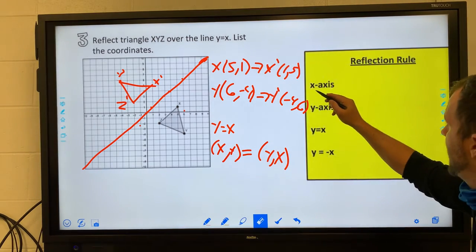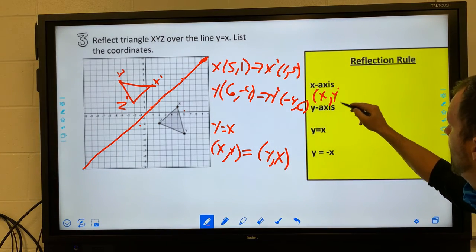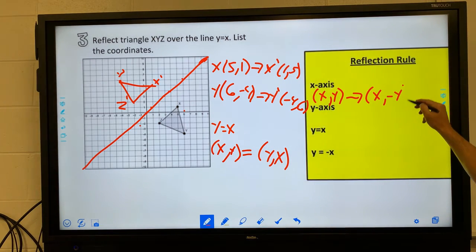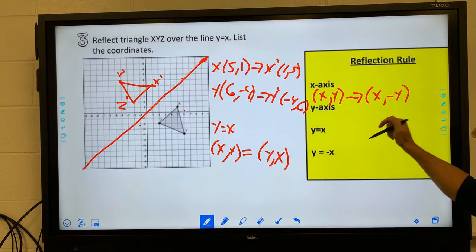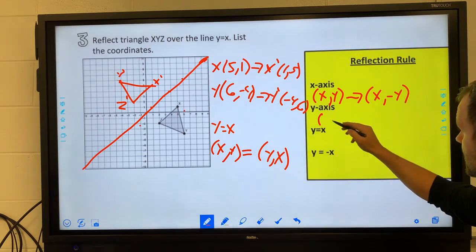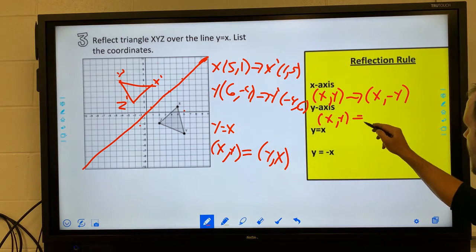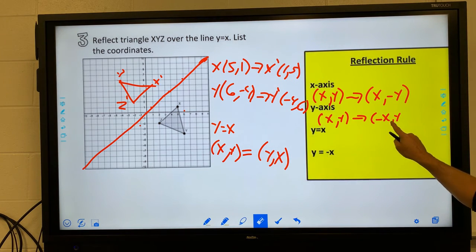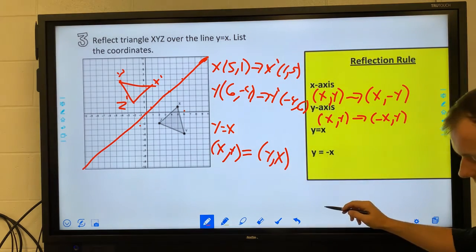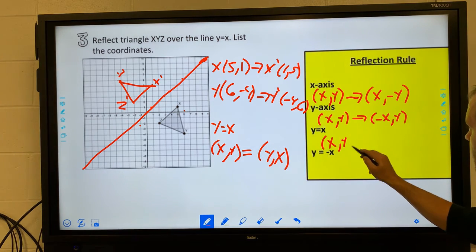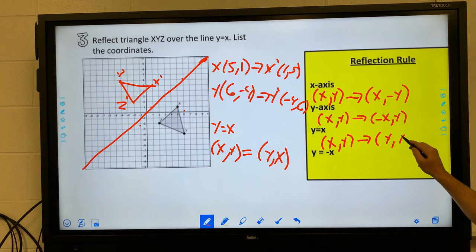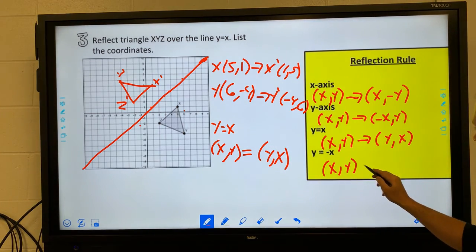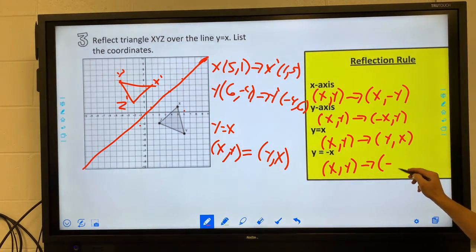So going over the x-axis, it's going to be (x, y), and that's going to go into (x, -y). So remember, x stays the same, y changes to its opposite. Over the y-axis, it's going to be (x, y), and that changes into (-x, y). So y stays the same, but the x changes. Y equals x, all you have to do is flip the coordinates. We just went over that. And then y equals -x, you're going to flip the coordinates and you're going to change them to their opposite.